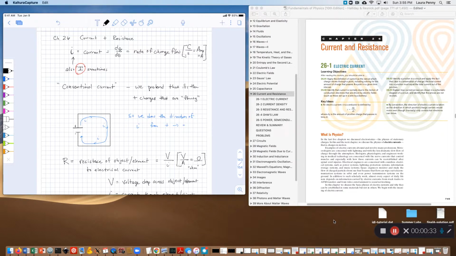Officially, it's the rate of charge flow, dq dt, past a little region. It has units of charge over time. So we have coulombs per second, which is officially an amp.